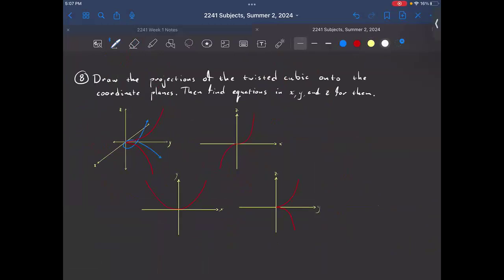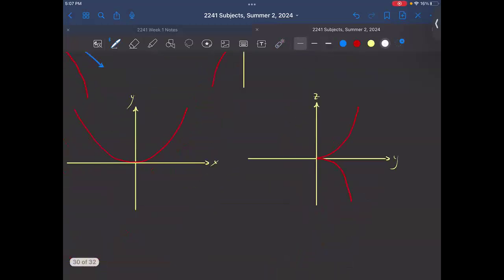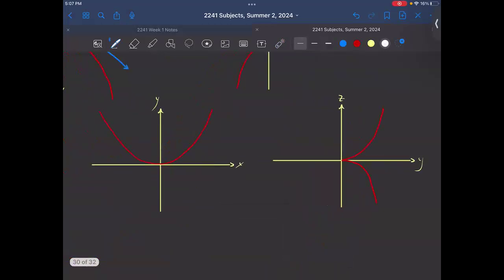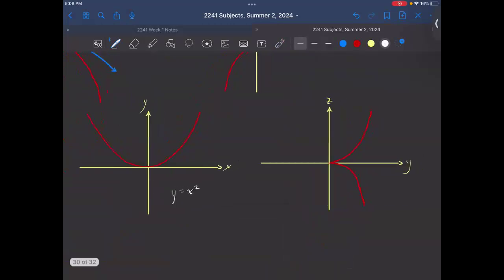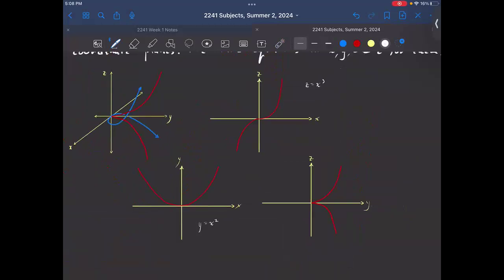Okay, so if this is a cubic, it's got a pretty easy equation to write. Then z equals x cubed, right? And then over here we've got a quadratic. We'll just say it's y equals x squared. Okay, cool. So that's 2 out of 3 projections. And now we need an equation for this last one.